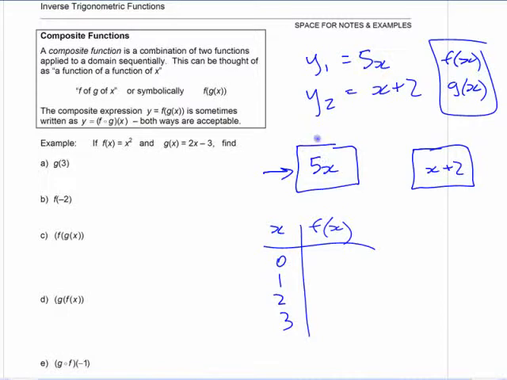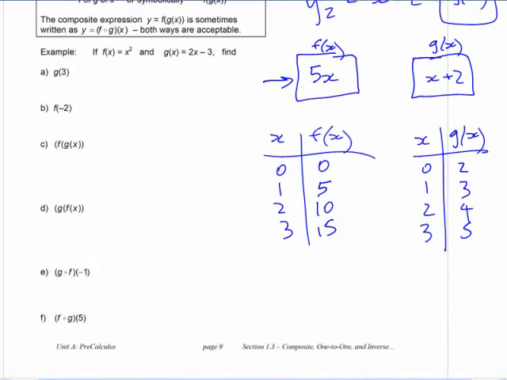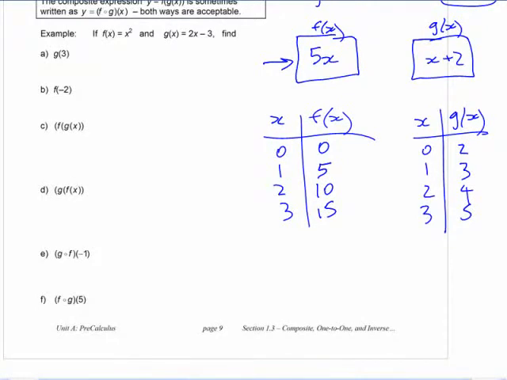If you put your x values in there, what do you get? 0. Put a 1 in there, you get 5. You put a 2 in there, you get 10, 15. If this one's g of x, you put a value in and you get 2 more. 0, you get 2. 1, you get 3. 2, you get 4. 3, you get 5. You can combine those two functions together. This function here is putting a number in, getting a number out. This is putting a number in, getting that number out.